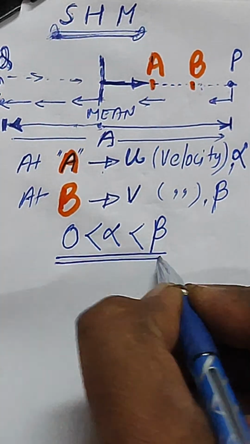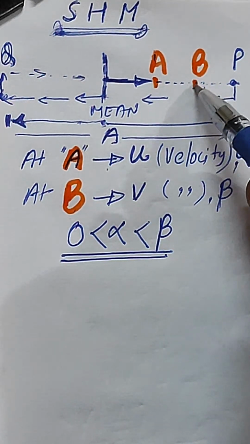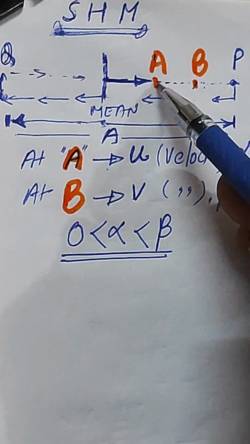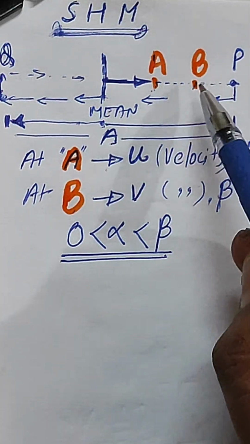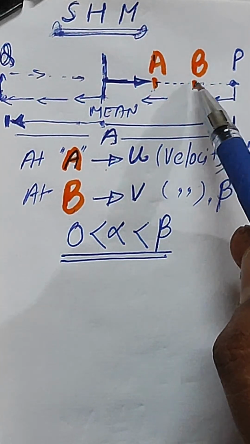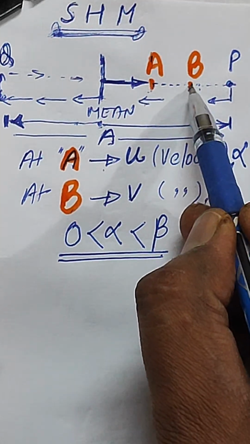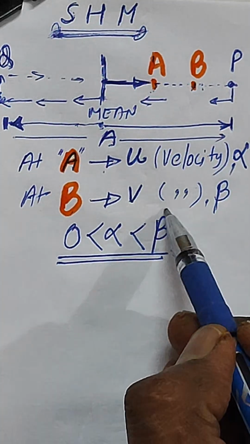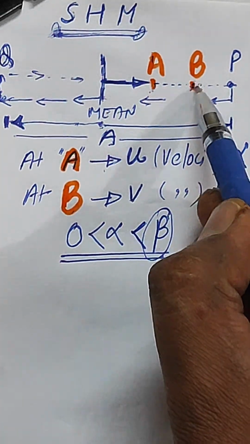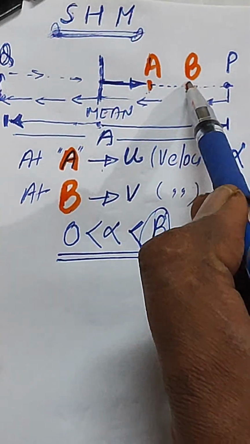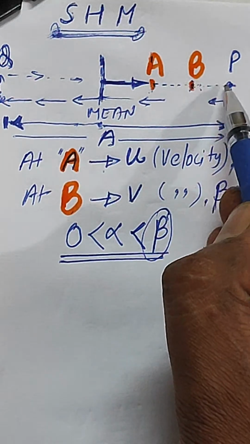What does it mean? That at position B, when the acceleration is beta, this will be greater than the acceleration at A. What is the meaning? That means the restoring acceleration, when the body is executing SHM at point B, is at a higher degree, you can see B is the greatest. That means from here the tendency of the body to return towards its mean position is higher.